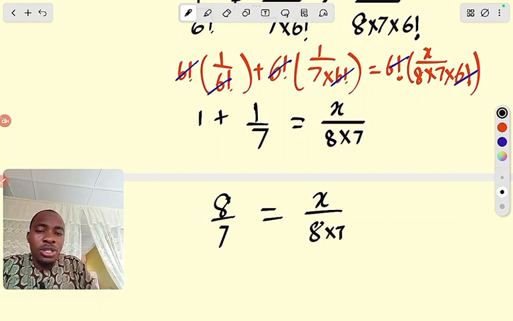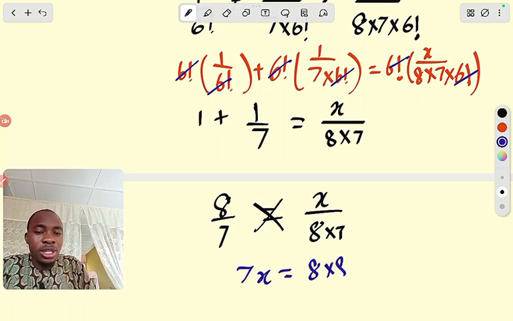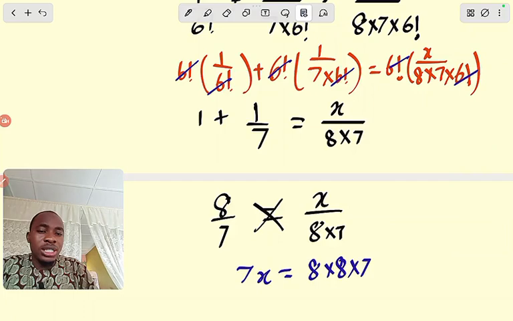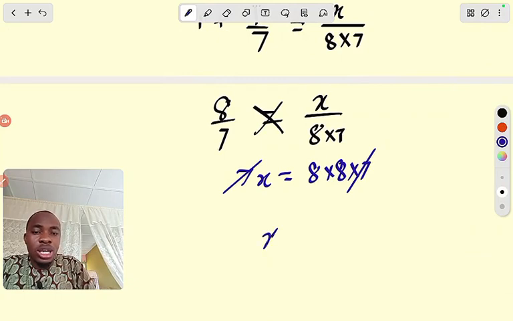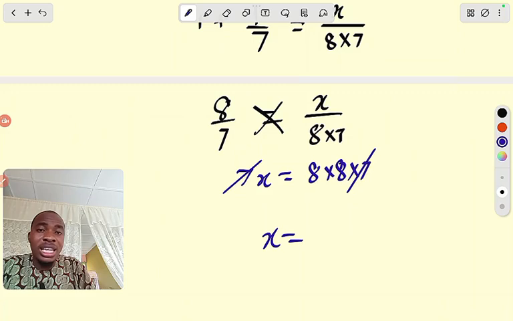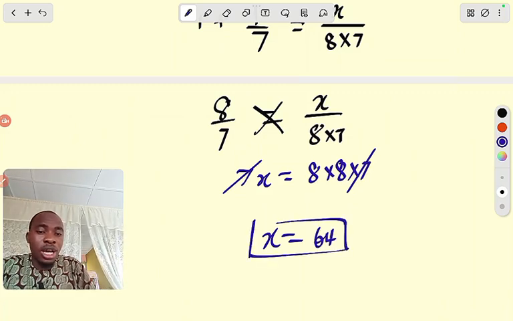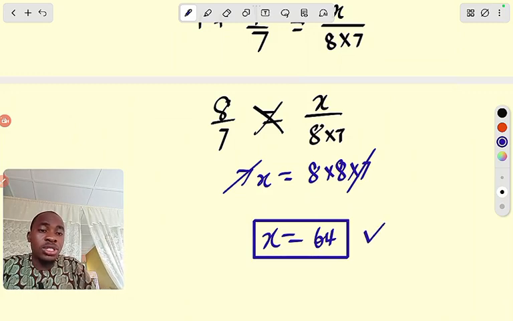All right, so from there you can do cross multiplication. So where you're going to have what? We're going to have 7 times x, then we have 8 times 8 then times 7. So now from here, you see that since we are having 7 here, 7 we cancel 7 here, so you are left with what? x equals 8 times 8, that will give us 64. So we have the solution to be 64.